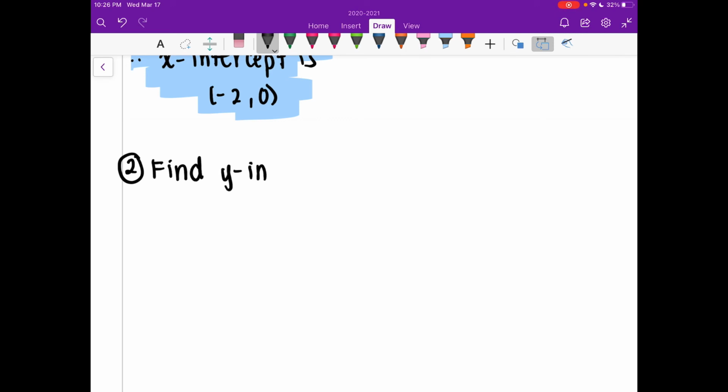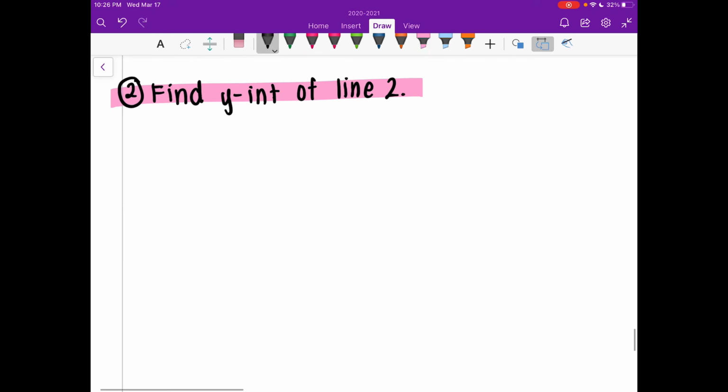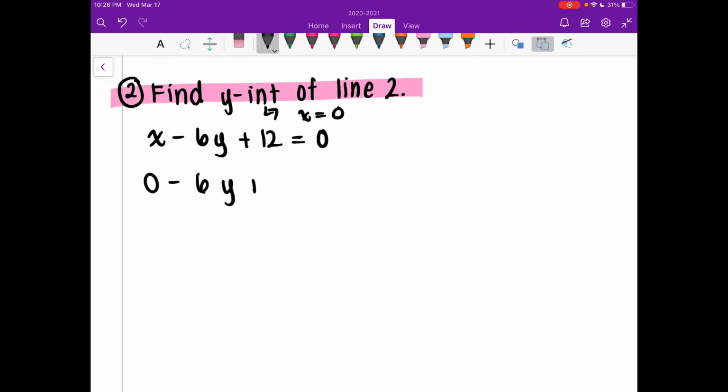So let's find the y-intercept of line 2, right? Because that's the one that it shares it with. So I'm just going to put this in pink. Right, so I believe the equation is negative 6y plus 12 equals 0. And I know the y-intercept is when x is equal to 0, just the opposite. So let's put in 0 for x: negative 6y plus 12 equals 0.